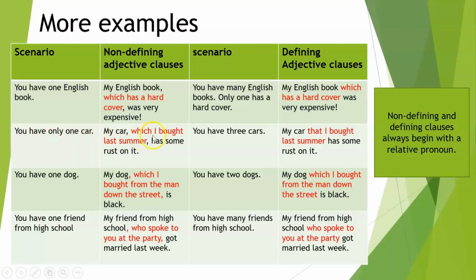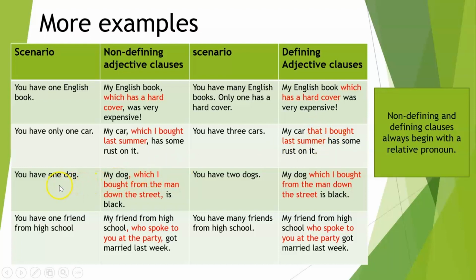My car, which I bought last summer, has some rust on it. In this scenario, you have three cars. My car that I bought last summer has some rust on it. Again, you have three cars, so you cannot just say, my car has some rust on it. You need to say, my car that I bought last summer has some rust on it. And remember, no commas.